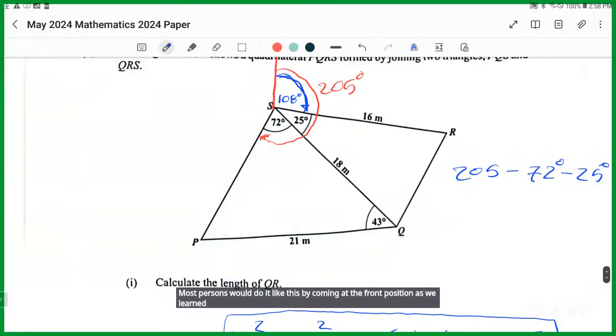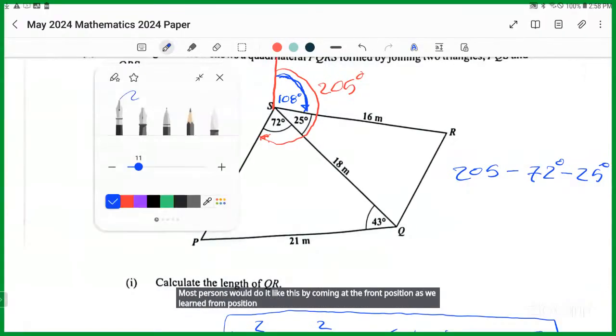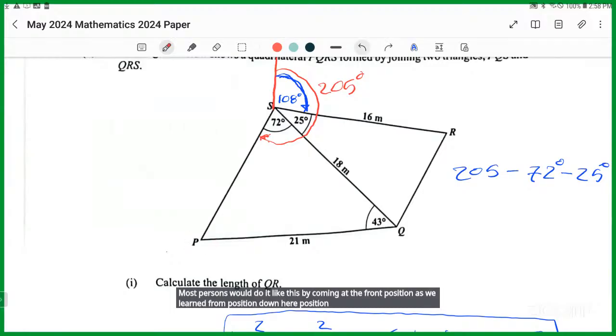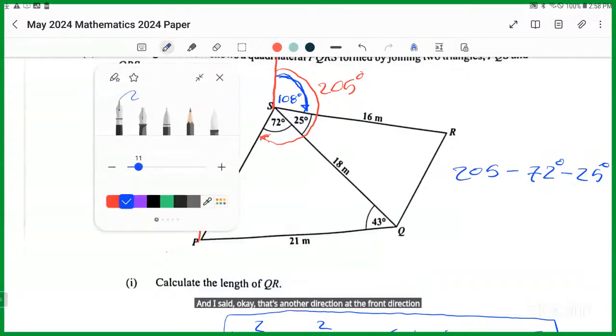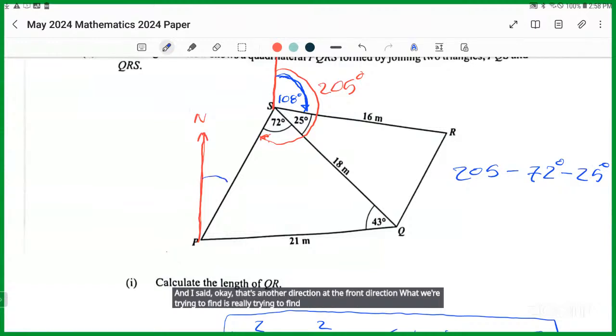From position down here, I would draw the north line at this from position. That's what most persons would do. Draw the north line here. And I say, okay, that's the north direction at the from position. The bearing we're trying to find is really this angle right here, clockwise, to that direction out there. So it's really this angle you want, right?